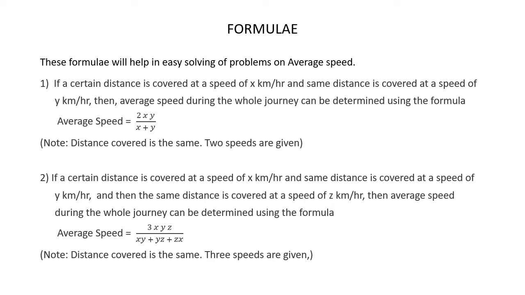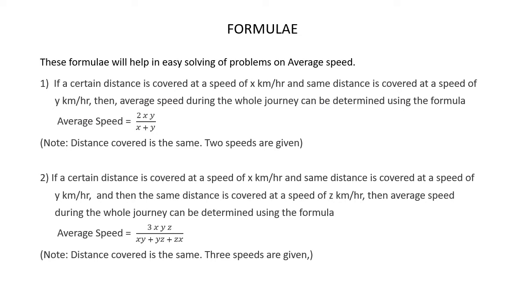The first formula is: if a certain distance is covered at a speed of x kilometers per hour and the same distance is covered at a speed of y kilometers per hour, then average speed during the whole journey can be determined using the formula average speed is equal to 2xy divided by x plus y. You have to note here that the distance covered is the same and two speeds are given. So if the distance covered is the same and two speeds are given, then average speed is equal to 2xy divided by x plus y, where x and y are the two speeds.